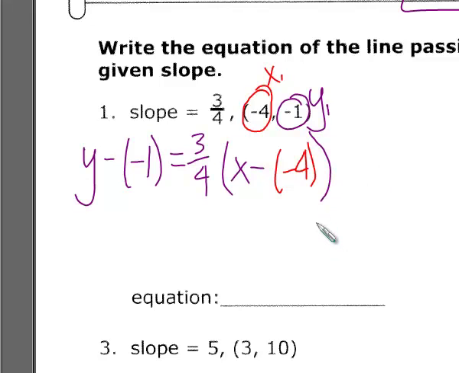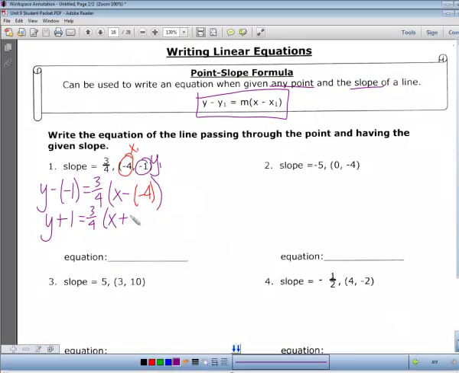Now, this looks a little complicated, but we're going to work through it. So we have y minus a negative. If we're subtracting a negative, really, what are we doing? We are adding. So y plus 1 equals 3/4. That does not change. x, then we have minus a -4. So again, it is plus 4.